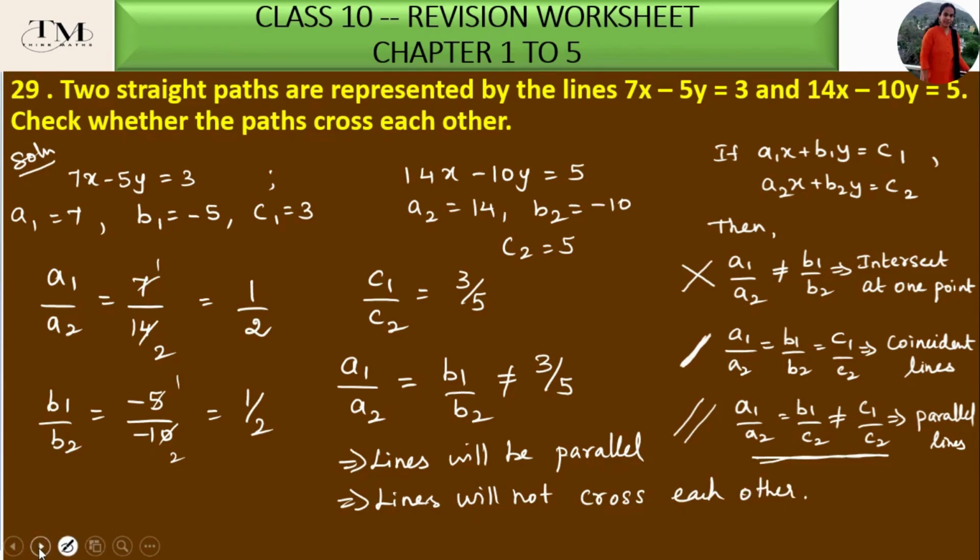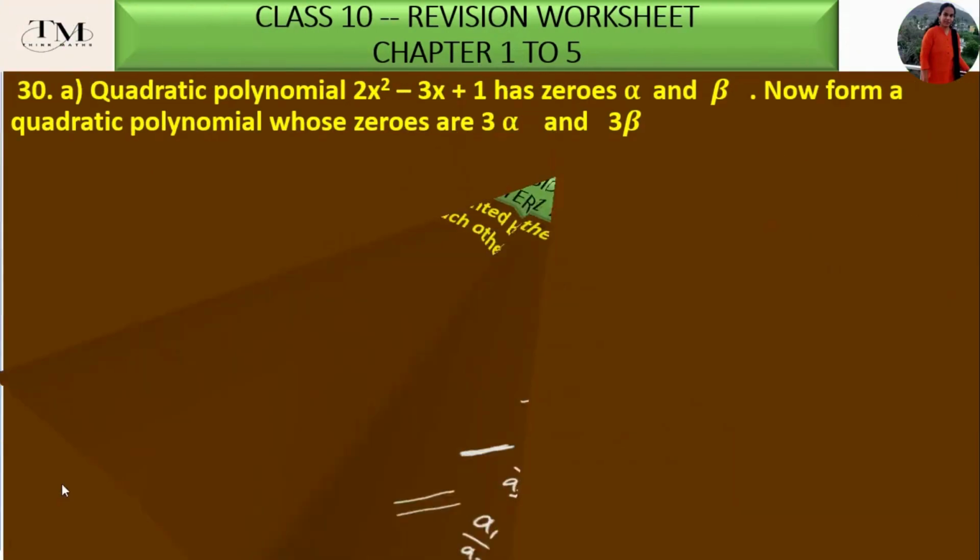Okay. Next question, 30th question. In the 30th question, we have an internal choice, an either-or choice. You can either answer the A part, or in the next page, we will have the B part. So A or B. So what is the A part question?